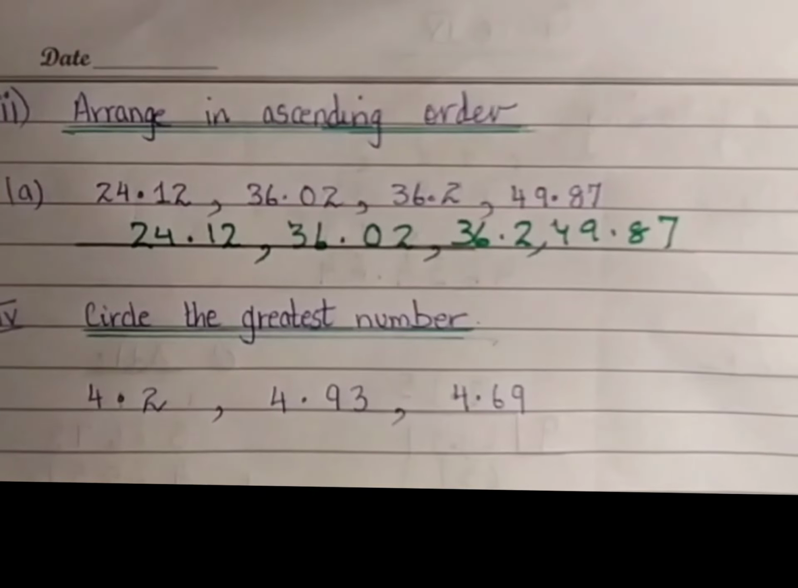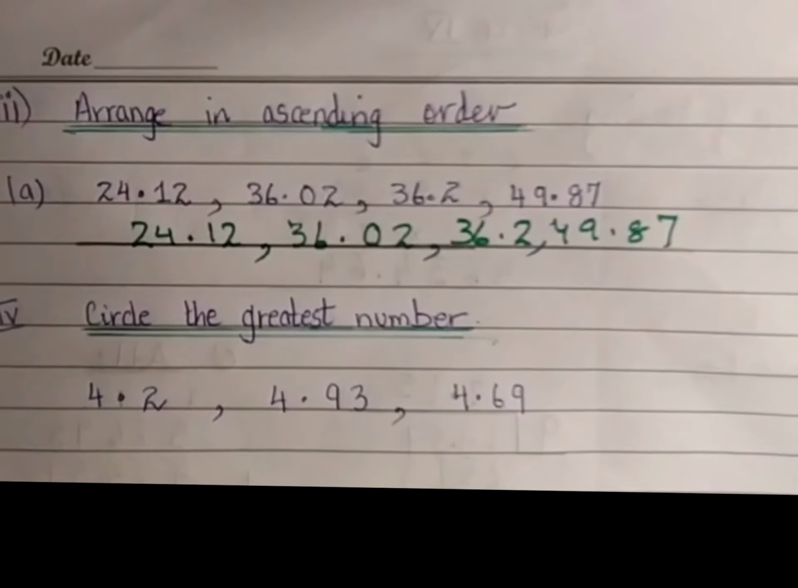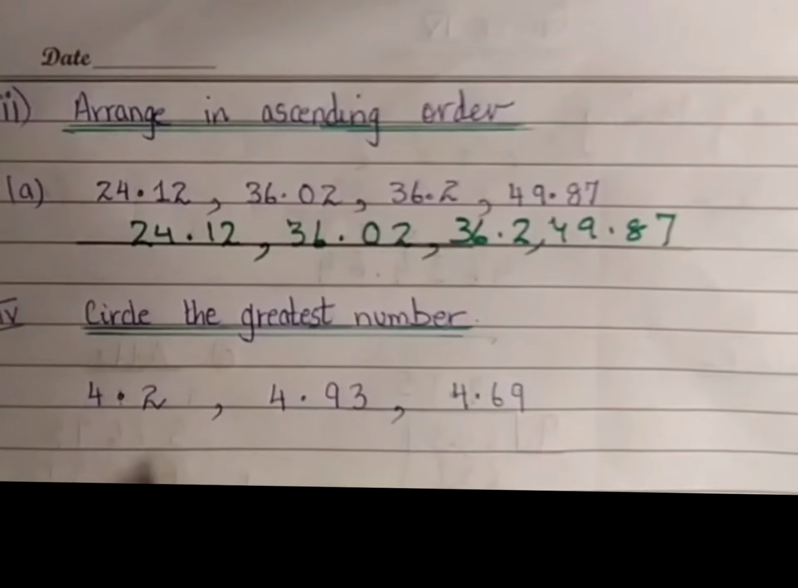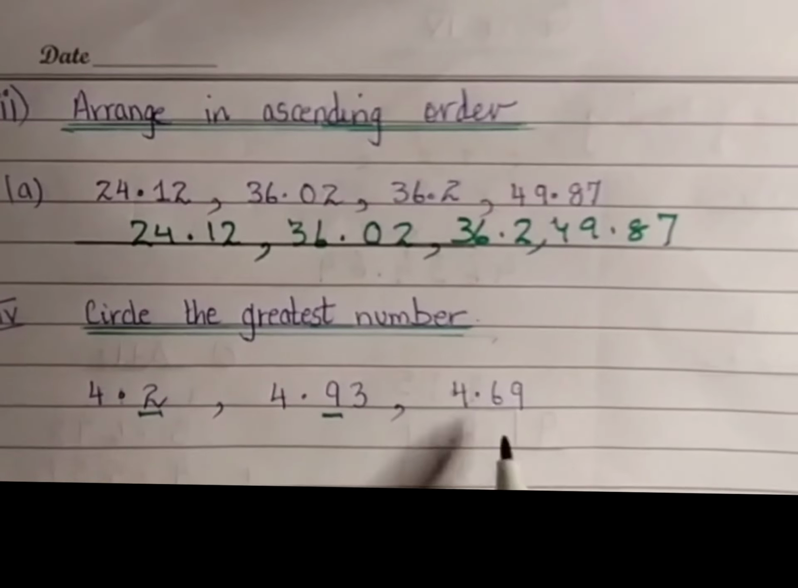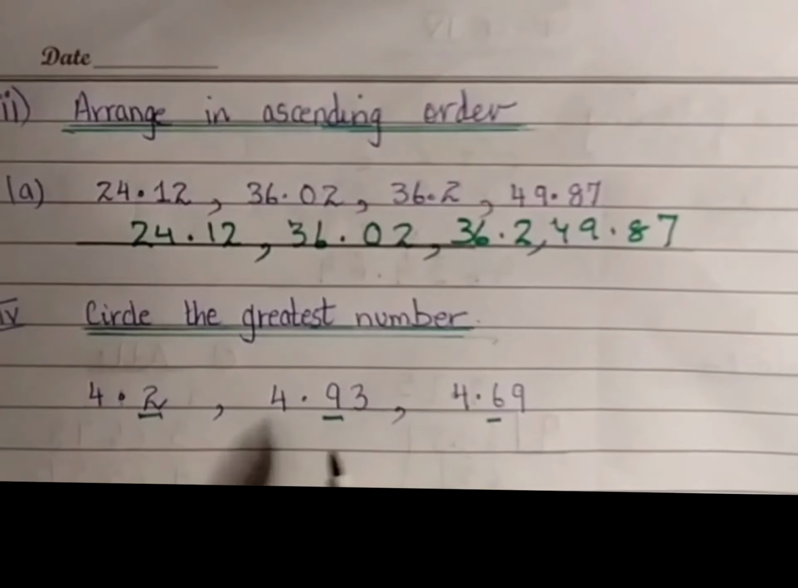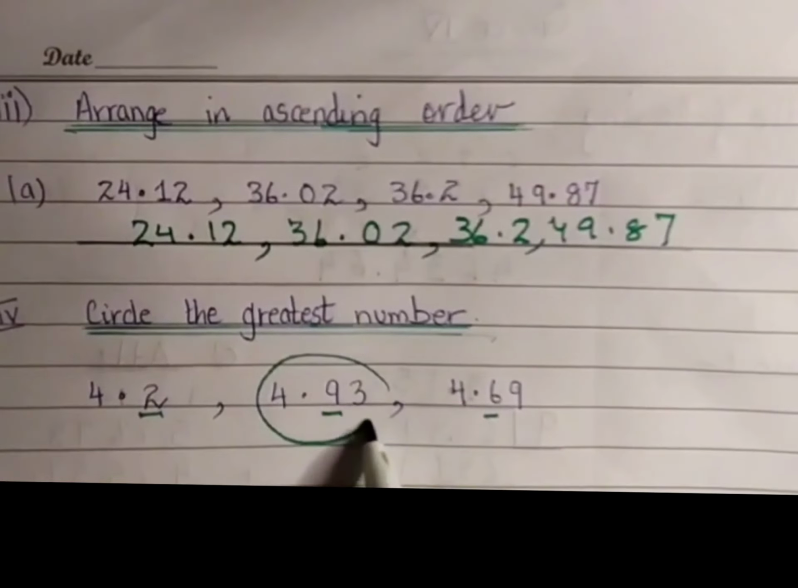Greatest number. Circle the greatest number. Now all the 4s are alike, the whole numbers are all the same. Let's compare the 10th: 2, 9 and 6. The greatest of all is this one.